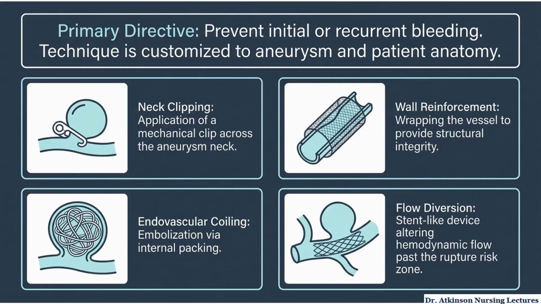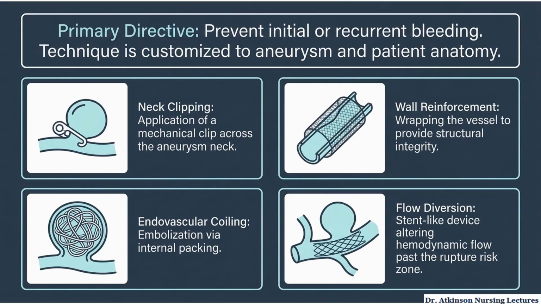Now let's move into aneurysm management strategies, especially with subarachnoid hemorrhage. The primary goal is simple: prevent the aneurysm from bleeding again. Rebleeding is one of the biggest dangers in these patients and can be rapidly fatal. One classic treatment is surgical clipping. That's where a neurosurgeon places a mechanical clip across the neck of the aneurysm to isolate it from circulation. Think of it like shutting off the weak ballooned area from blood flow.